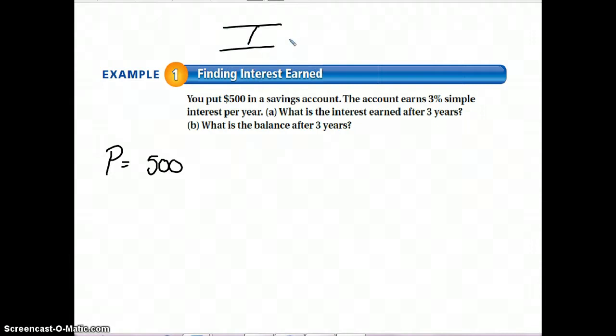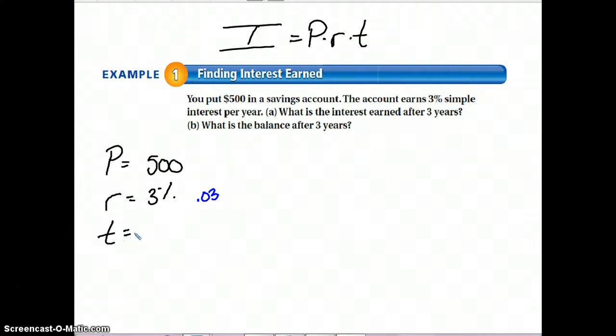I'm going to write that formula down. I equals P times R times T. So the principal so far is 500. Our rate is our 3%. And just like we've seen a lot of times in this percent unit, we're actually going to write that as a decimal, 0.03. And then T is our time, which is 3 years.